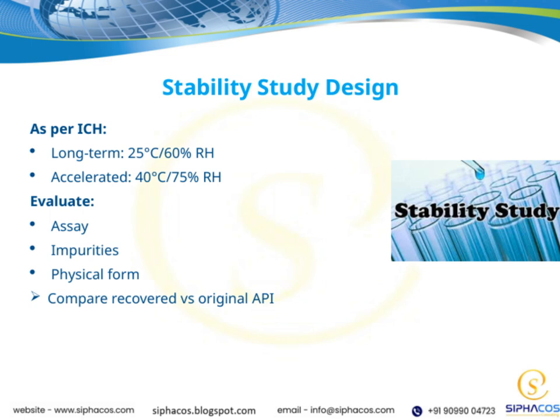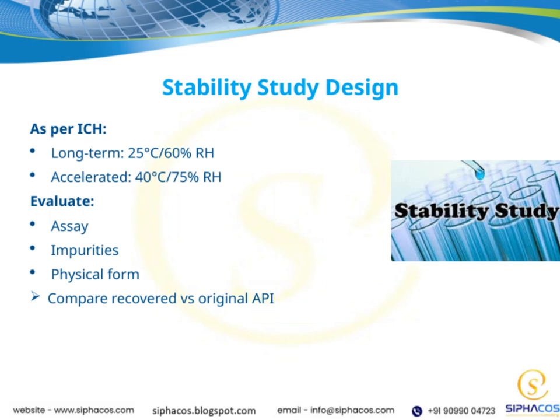During these studies, we evaluate several critical parameters. First is the assay, which measures the potency or active ingredient content to ensure it remains within specified limits. Then, we look at impurities, both formation of new impurities and the potential degradation products. Physical form is also key. Things like crystallinity, particle size, or any physical changes that might affect stability or bioavailability.